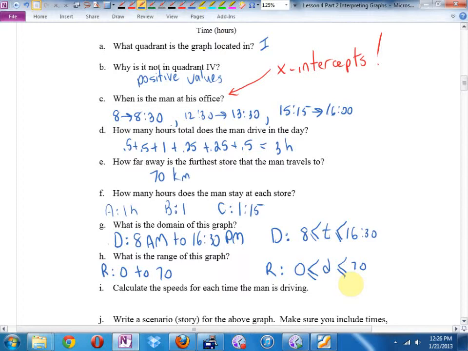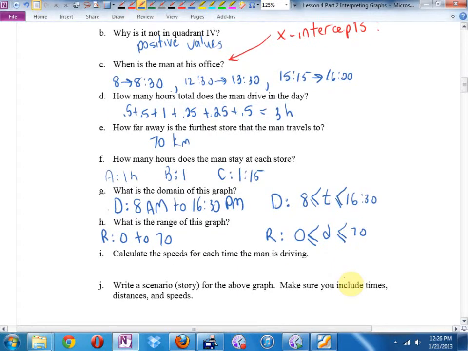It says, calculate the speeds for each time the man is driving. Say, what? Well, how do you calculate speed? What's the speed limit on the low heat? No? Okay, you're getting your licenses soon. You need to know some of this. What's the speed limit on a city road? 50 what? 50 kilometers. Kilometers is distance. That's not what the sign says. 50 what? I got to be fussy.